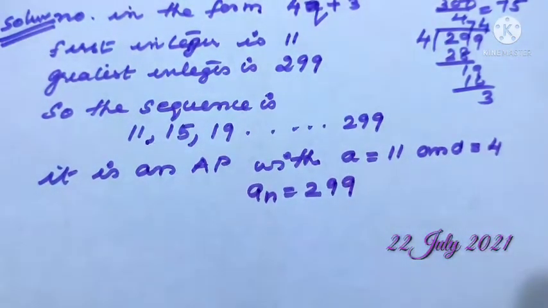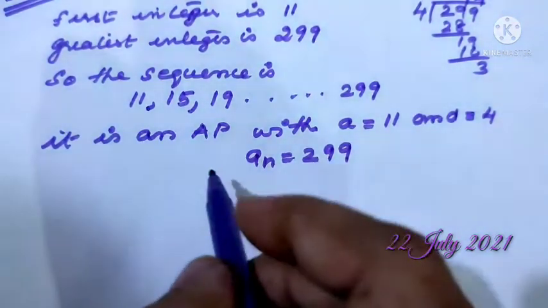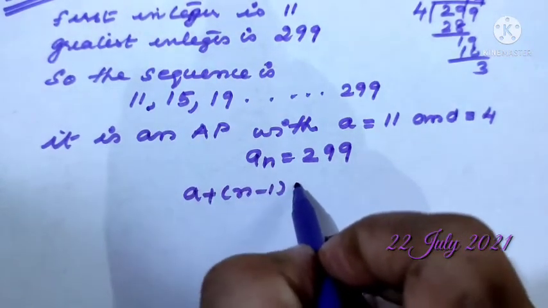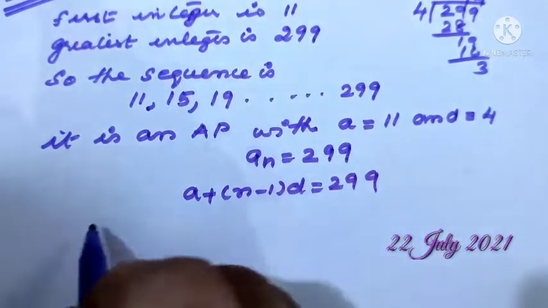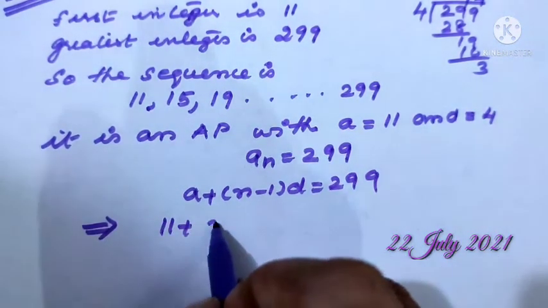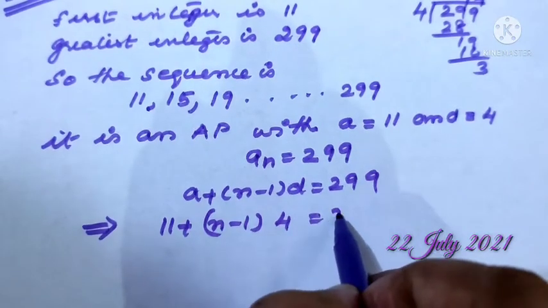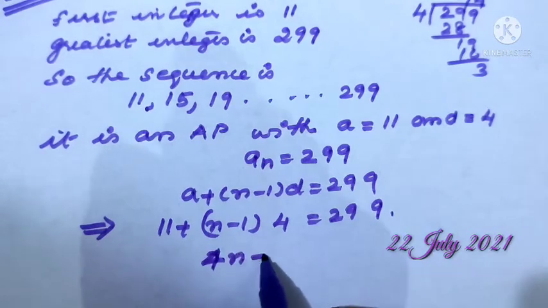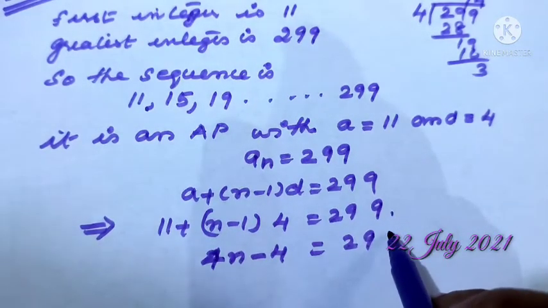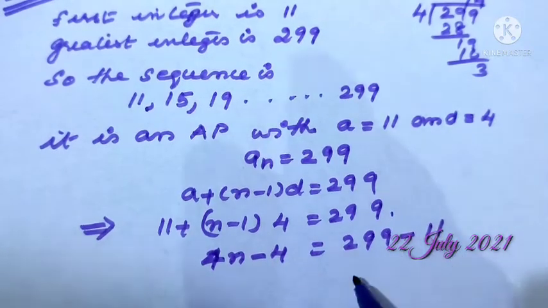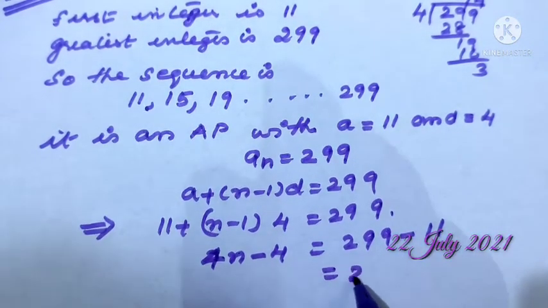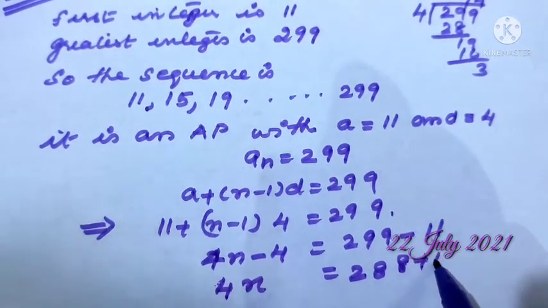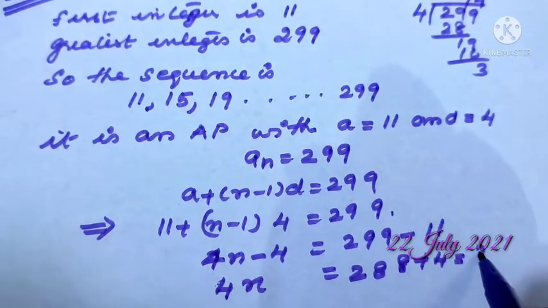In this type of question, the last term we must use. So what is AN? A plus n minus 1 into D equal to 299. Substitute the values: 11 plus n minus 1 into 4 equal to 299. So n minus 1 into 4 we can expand: 299 minus 11 equal to 288 only. So 4n, taking minus 4 to this side, it will be 292.